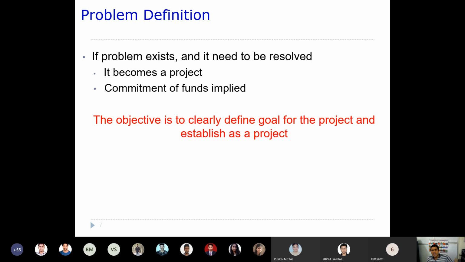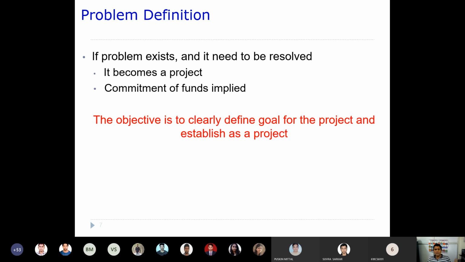If a problem exists and needs to be resolved, that means if there is a problem, only then do you need to resolve it. Then it becomes a project. If there is no problem, then that is not a project at all. And commitment of funds is also implied. The management should agree to invest money in this particular project. Otherwise, it's not a project at all.